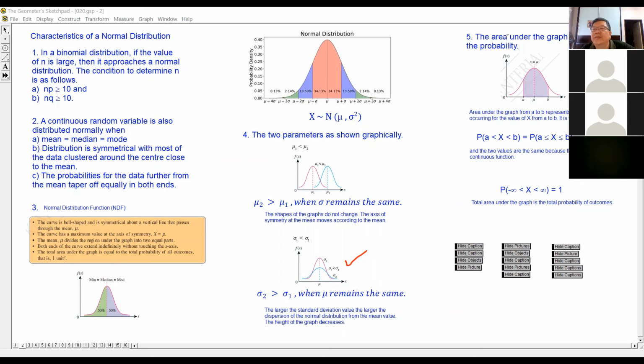The next point is that the area under the graph represents the probability. Let's say this shaded area here, the purple color, represents the probability of x between A and B. You write it like this: probability of x between A and B. This probability is represented by this area between A and B.